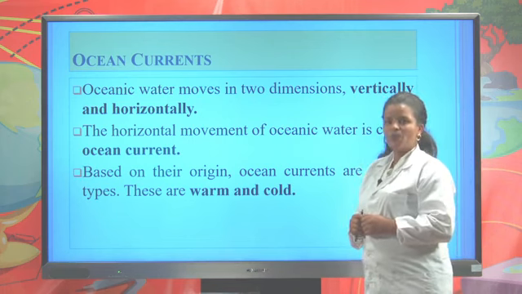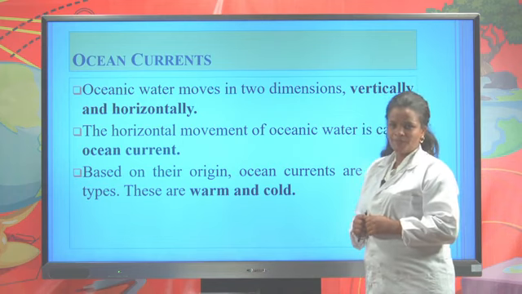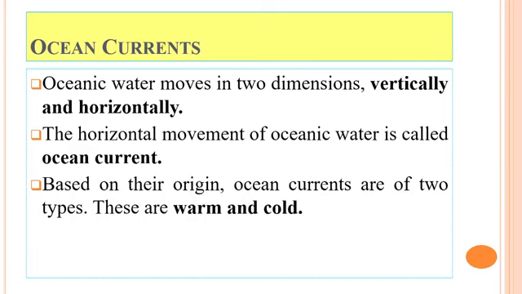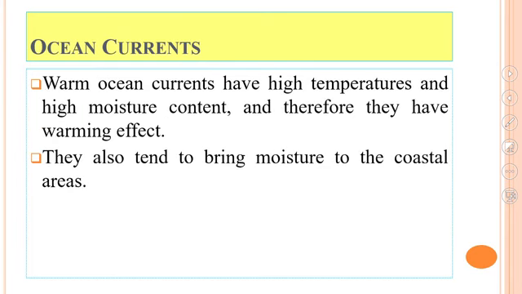So, if an area is found far away from the influence of the ocean, it has high temperature and a dry climate. If an area is found near the ocean, it receives better rainfall. Let us move to ocean currents. Oceanic water moves in two dimensions, vertically and horizontally. The horizontal movement of oceanic water is called an oceanic current. Based on their origin, there are two types of ocean current, that is warm and cold ocean currents.